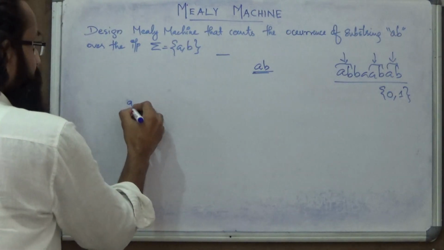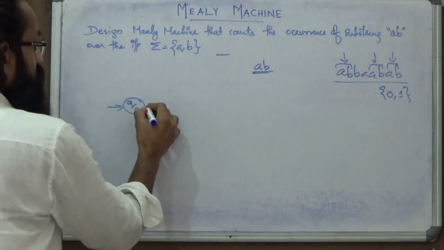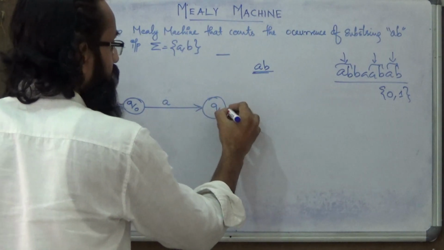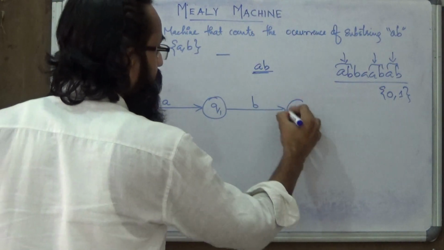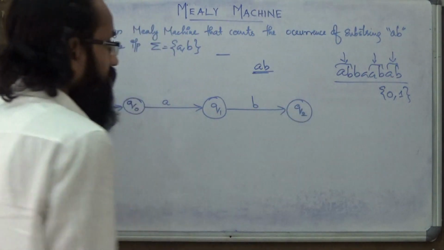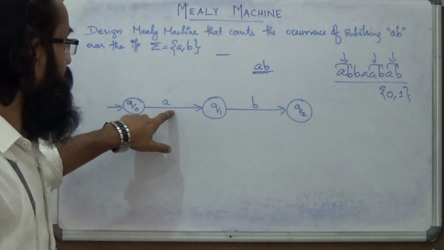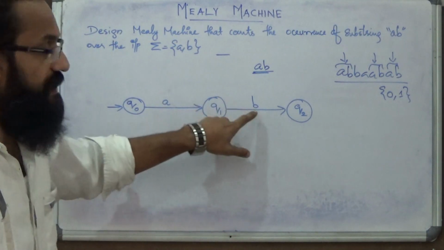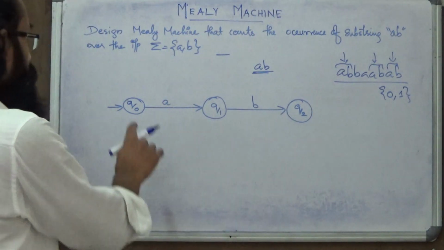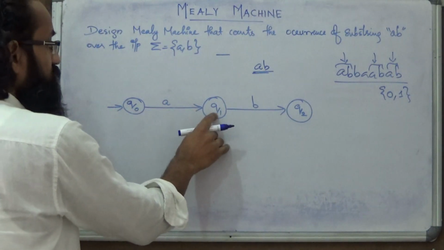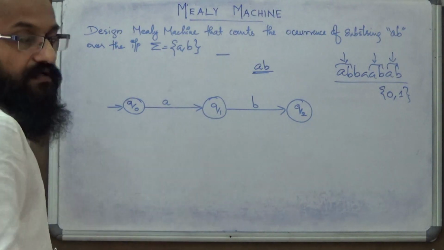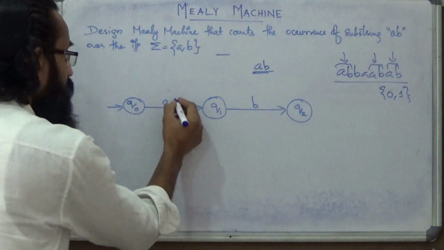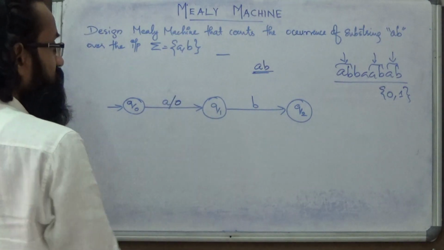So you are having start state Q0. From Q0, by consuming A, it will go to state Q1. From Q1, by consuming B, it will go to state Q2. The question is, what about the output symbol associated with this A transition and this B transition? From Q0, by consuming this A, it will go to state Q1. So far, it has not recognized any occurrence of substring AB. So the output to be attached is 0.